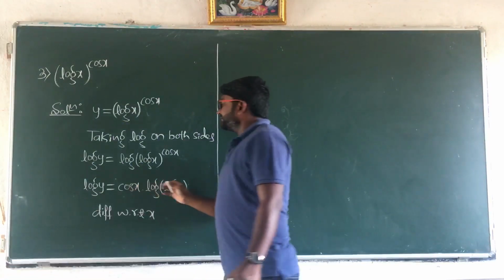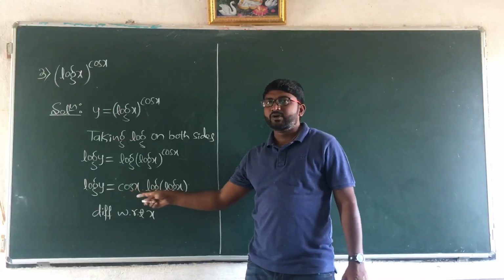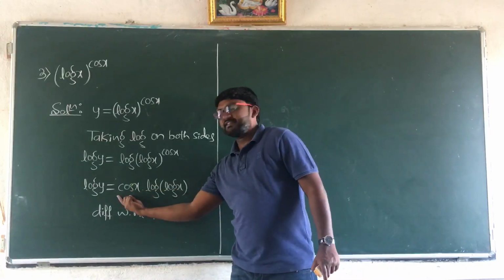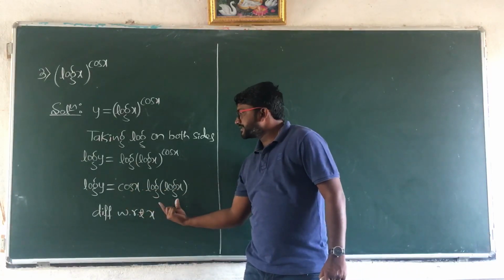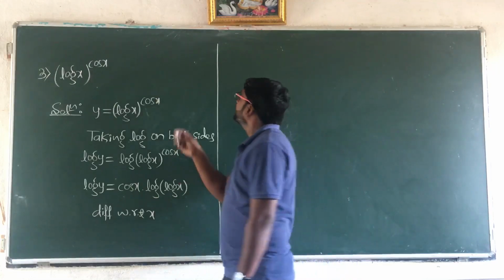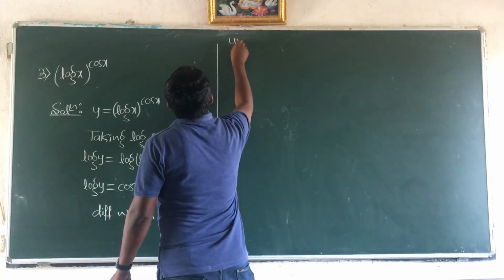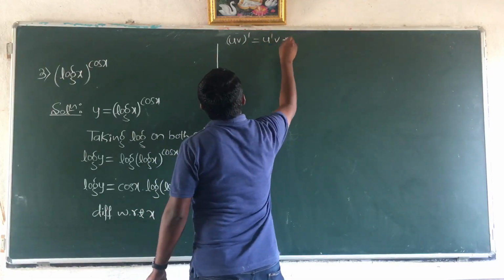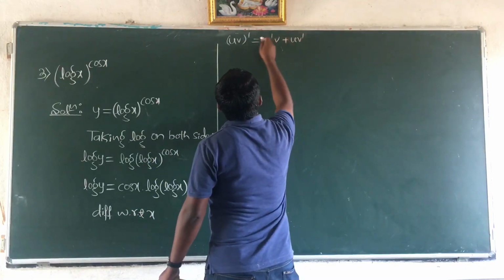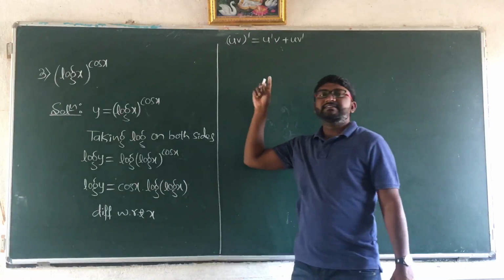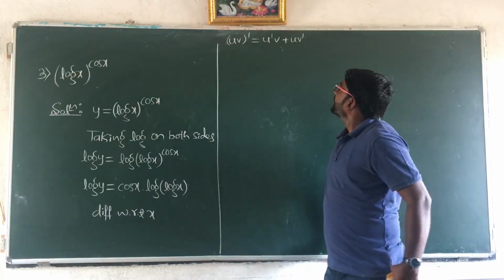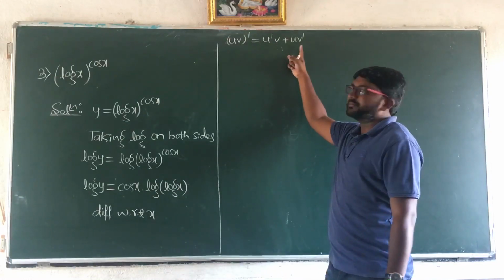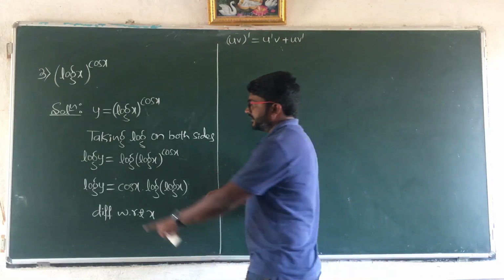So in the right hand side we have to make use of the product rule. Here u is equal to cos x and v is equal to log x. What is the formula here? (uv)' is equal to u' v plus u v'. Derivative of the first function, write the second one as it is, plus now write the first function as it is, the derivative of the second function. So let us do that now.